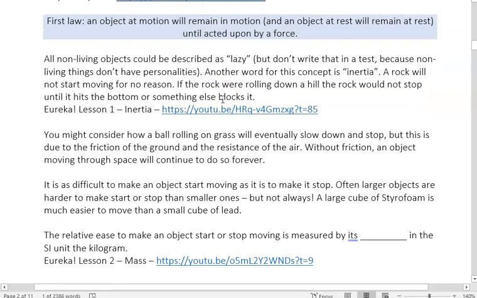Okay, so Newton has three laws, and we're going to look at the first law now. This first law could be summed up by one word, inertia. But let's read out the law. The law says an object in motion will remain in motion and an object at rest will remain at rest until acted upon by a force.